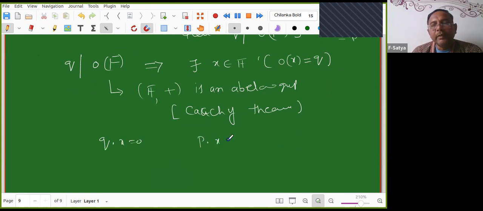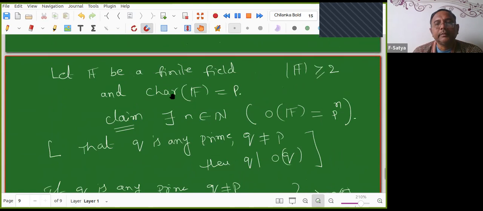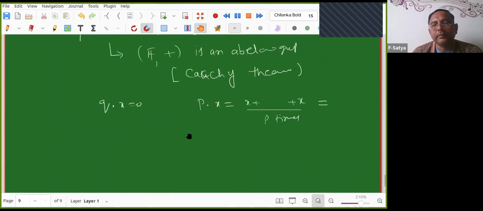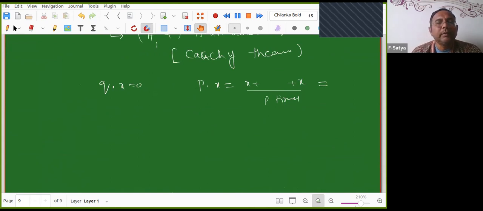But what is P·X equal to? X is an element in the field. This is X plus X, P times, right? What is this equal to? F is a field of characteristic P. Okay, no one wants to respond. So it is 0, right? So then what happens?